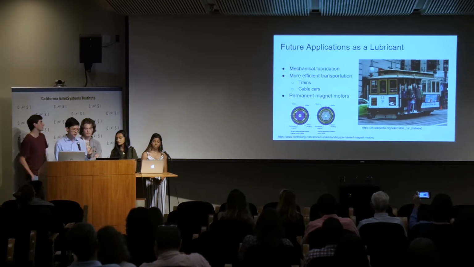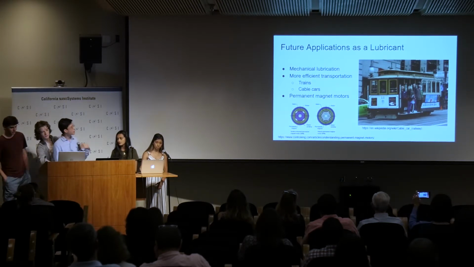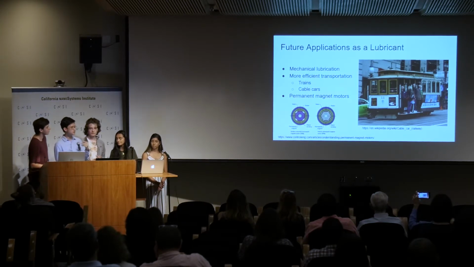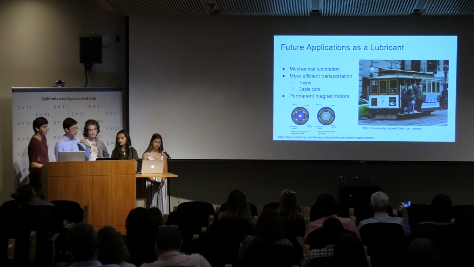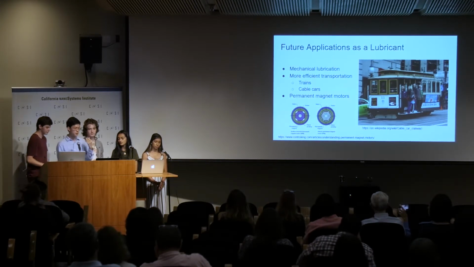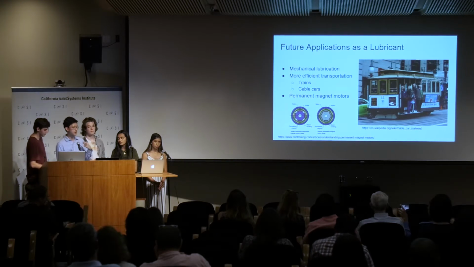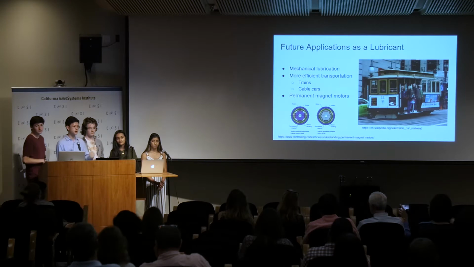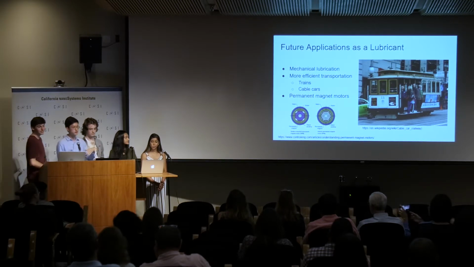So here are some future applications for ferrofluids. We could use ferrofluids in industrial machinery as a lubrication, as it is shown to be very good at lubricating surfaces. Now, we could also use it for possibly more efficient transportation in trains and cable cars. The ferrofluid as a lubricant would reduce the friction of your train or cable car, which would cause it to move faster and require less energy to run.